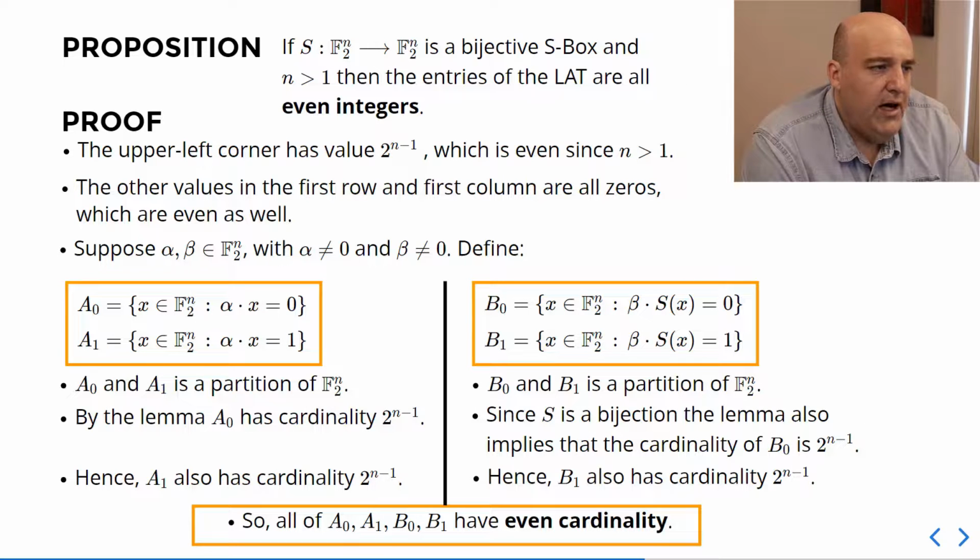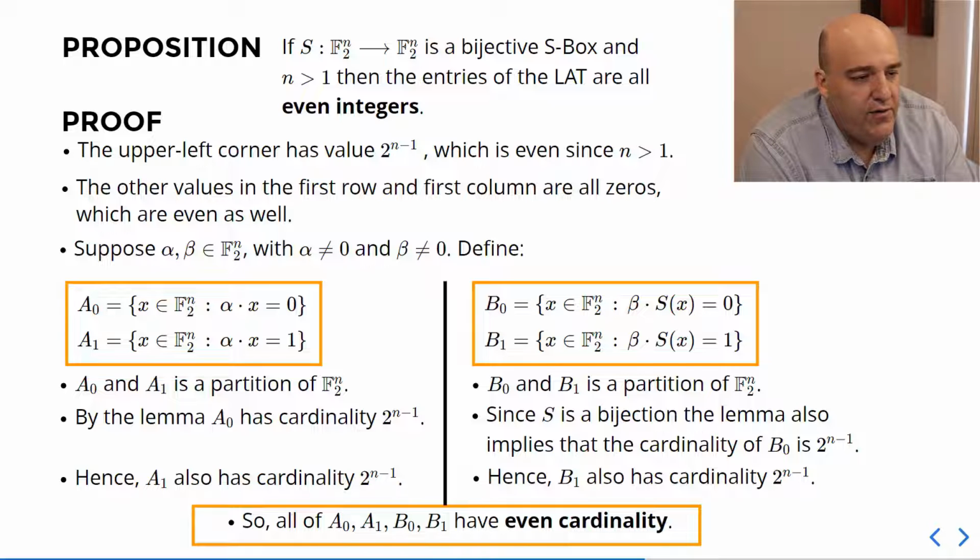When we calculate LATs of bijective S-boxes, we see that the entries are all even, and we may wonder why that is. Let's just prove that it's true all the time. This is a little bit of a technical part, but if you want to skip it, go ahead. But this is one way we can prove it. We have to assume that n is bigger than 1 for this to be true.